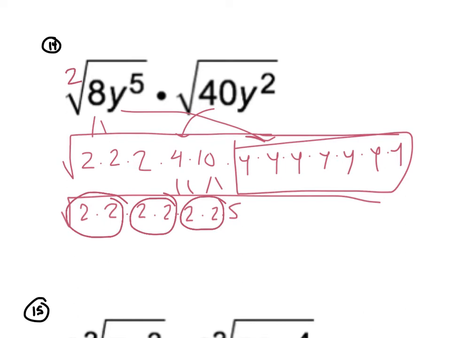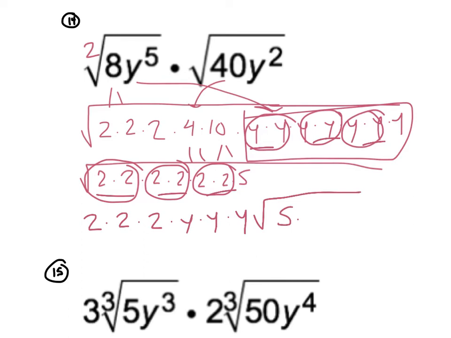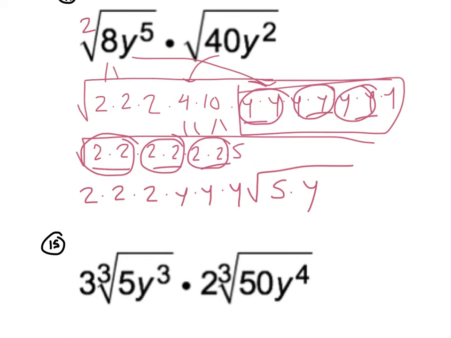And then we're going to circle all pairs of 2's for our y's. So 2, 2, and 2. So on the outside, we're going to take out 3 2's, one from each of these circles, and then we're going to take out 3 y's, one from each of these circles. And then on the inside, we are left with just a y, just a 5, and a y. And now we're going to multiply everything on the outside. So we have 2 times 2 times 2, which is 8. y times y times y, which is y cubed, square root of 5y.